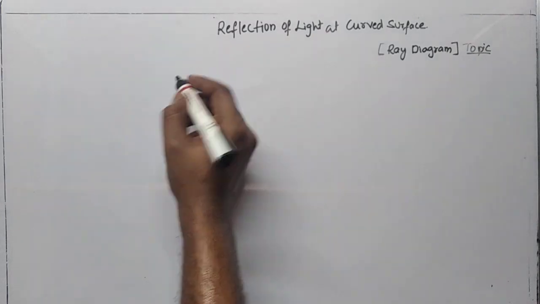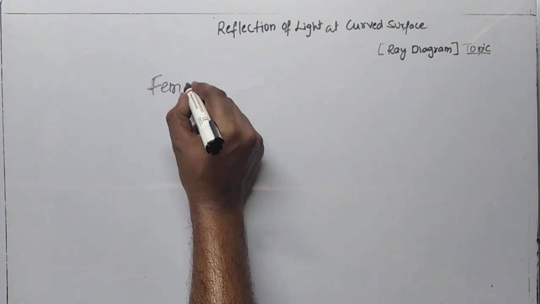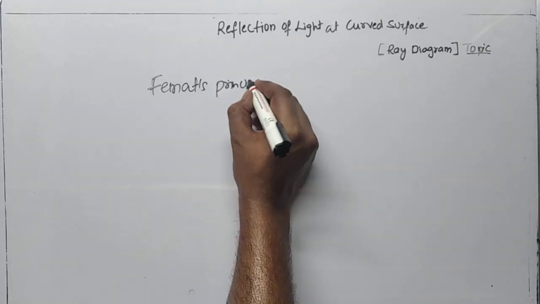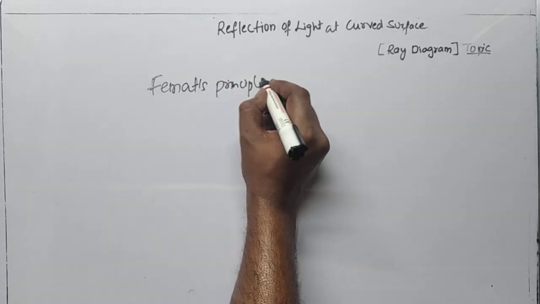So first one is Fermat's principle. As per the Fermat principle, light will select the shortest path.